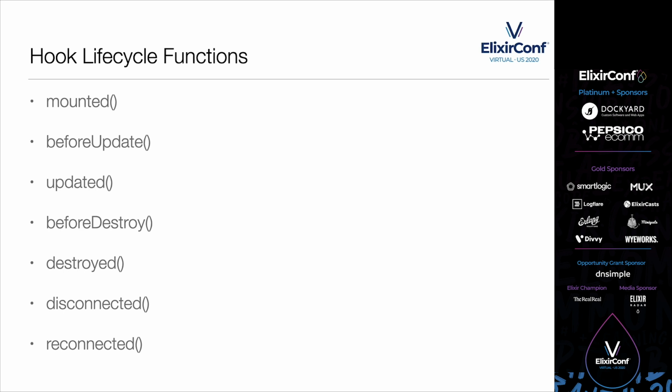LiveView allows you to create JavaScript lifecycle hooks. Hooks are objects that can be attached to DOM elements and get called throughout the lifecycle of the element. Callback functions are called on the hook object when its associated DOM element is mounted, about to be updated, about to be destroyed, disconnected, and reconnected.